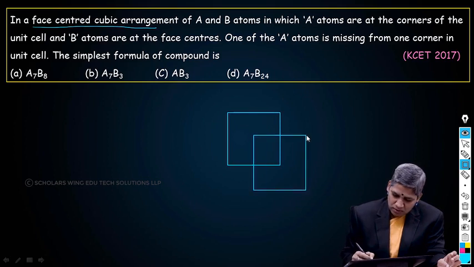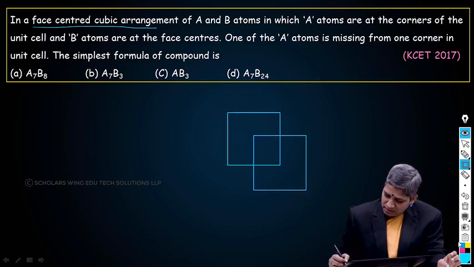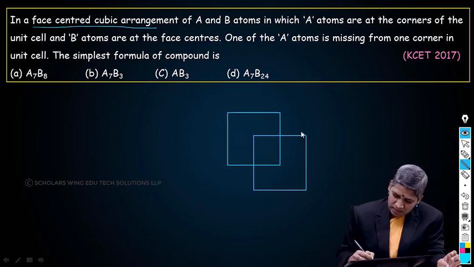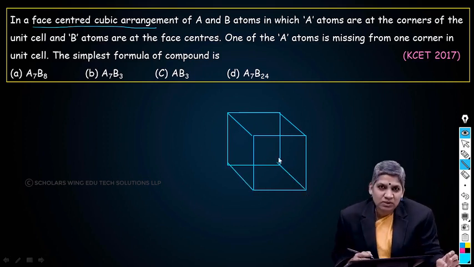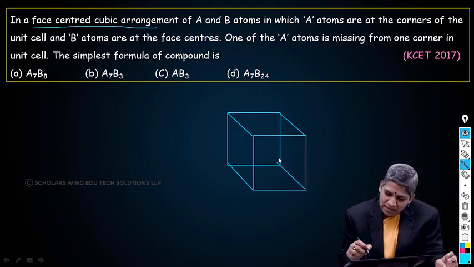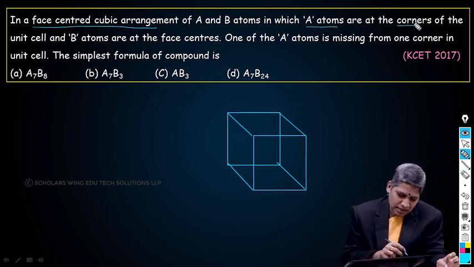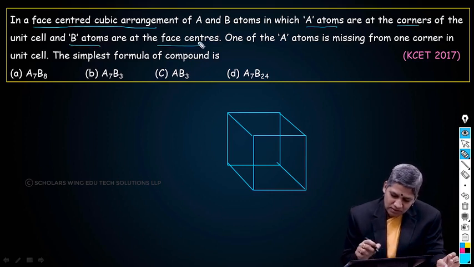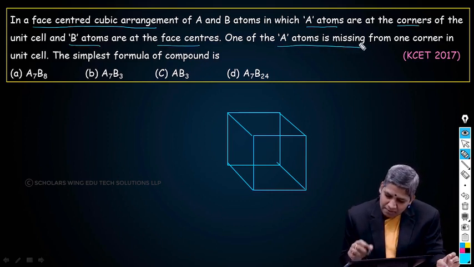As I just now showed, 2 squares in this way. Join them quickly. Right? Good. Okay, if this is FCC, you should have just now showed at the corners and at the face centers. Now, what are the atoms at the corners? A, look here. A atoms at the corners and B atoms at the face centers. One of the A atoms is missing.